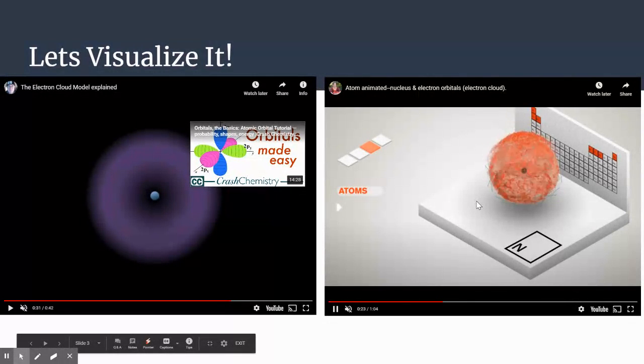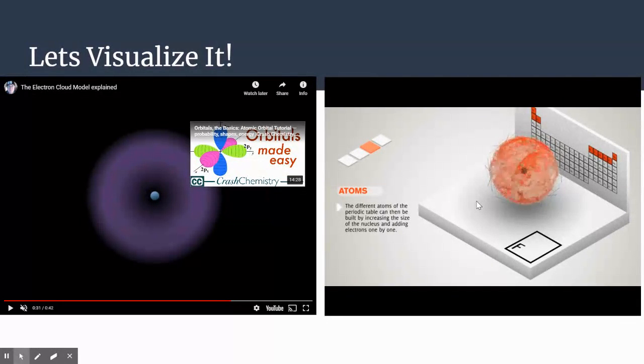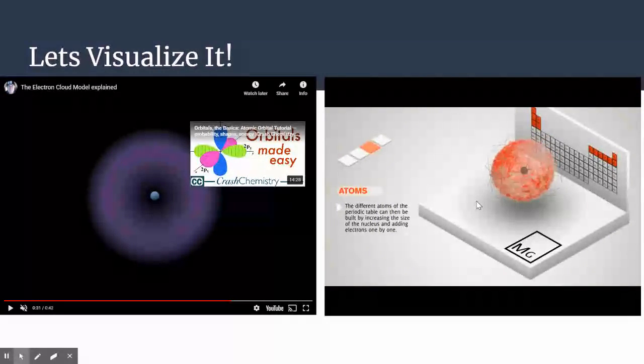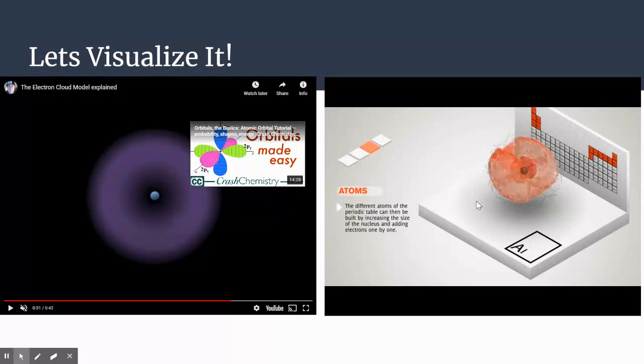But if we keep building up our atom, we can see these different areas where it's most likely to find an electron. And as we go out and out, those electrons get more and more energy. And it builds and builds and builds outward. So the lowest energy is near the center, and the highest energy is towards the outer edges.